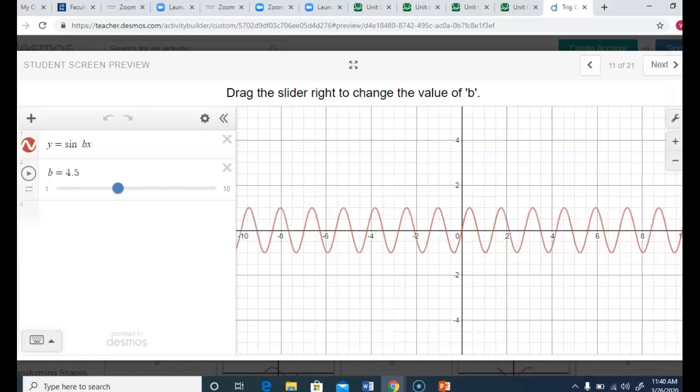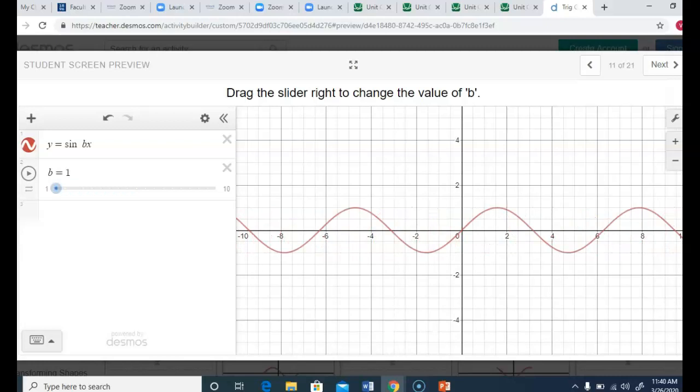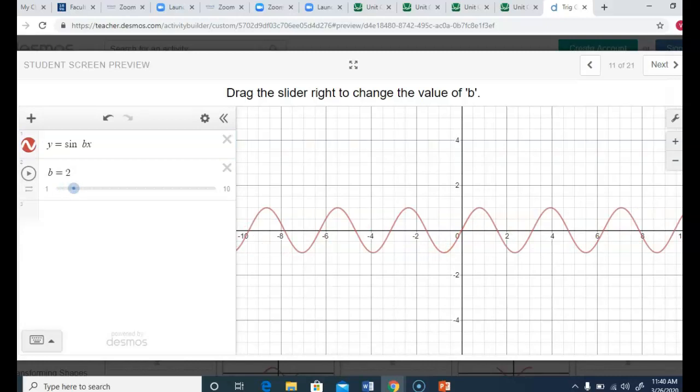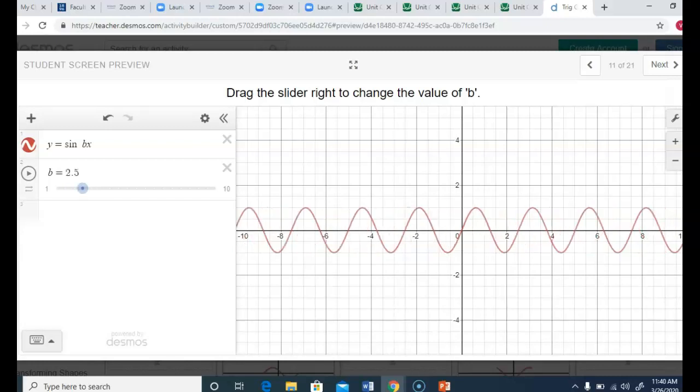But if I change B to 2, okay, so let's start here with B equals 1. When B equals 1, I've got one sine graph between 0 and 2 pi. So 2 pi is over here where this dot is. Okay, if I want to change that now to 2, when I go to B equals 2, I can see I've got one cycle and then I've got another cycle. So I've got 2 complete cycles between 0 and 2 pi. If I change my B to 3, then here I've got 3 complete cycles between 0 and 2 pi.